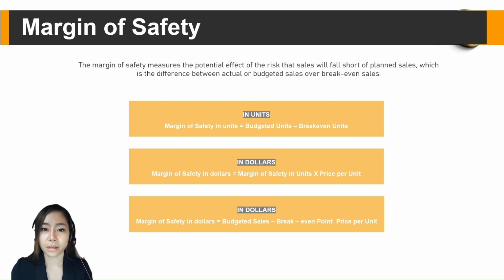So then the margin of safety in dollars can be calculated by multiplying the margin of safety in units with the price per unit. So margin of safety in dollars equals margin of safety in units multiplied by price per unit. Alternatively, it can also be calculated as the difference between total budgeted sales and break-even sales in dollars. So break-even point in dollars equals fixed cost divided by contribution margin ratio.